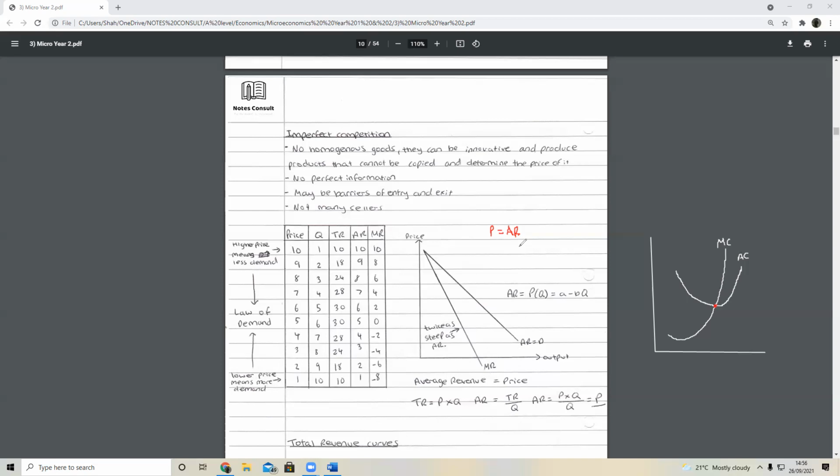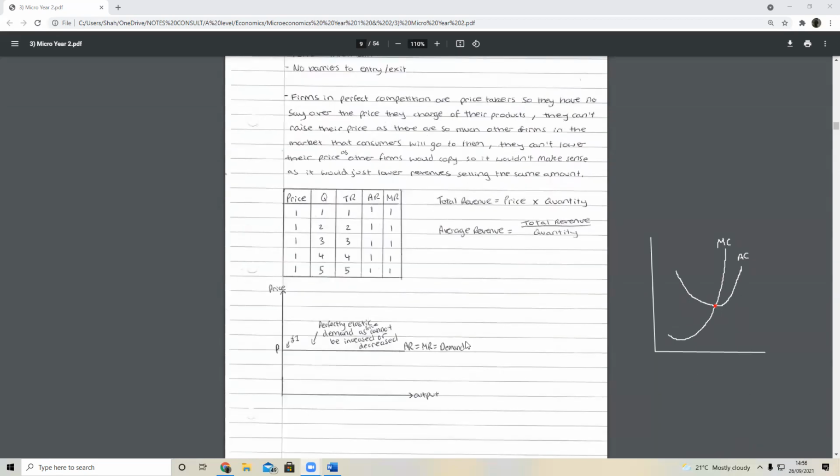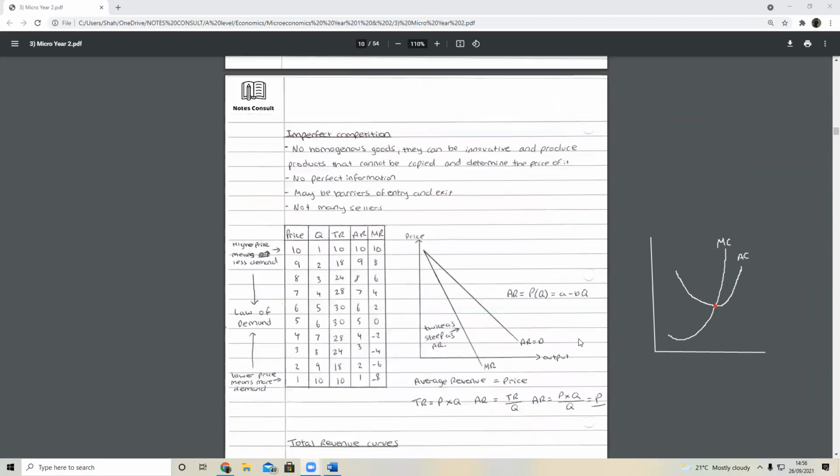But yeah, so what we have is that price is equal to average revenue, which is also equal to demand, which we have here. And we have the marginal revenue curve here. Okay. So what have we seen? We have seen that in imperfect competition, we have 2 revenue curves. And in perfect competition, we have just 1 revenue curve.